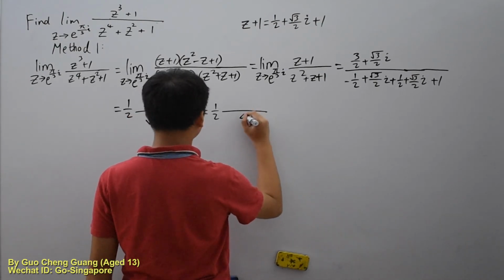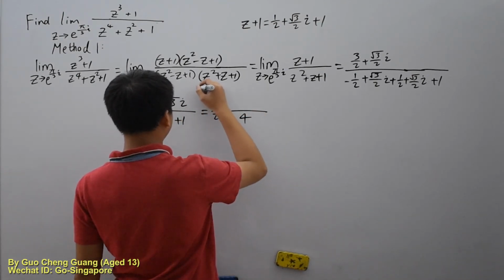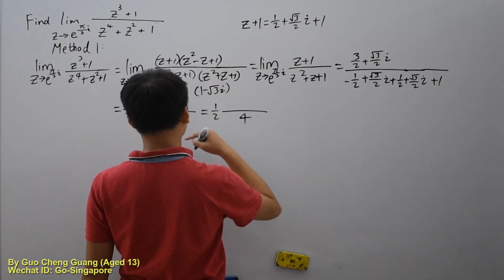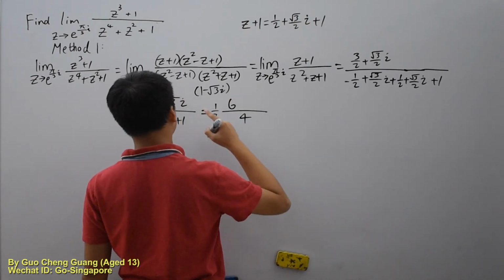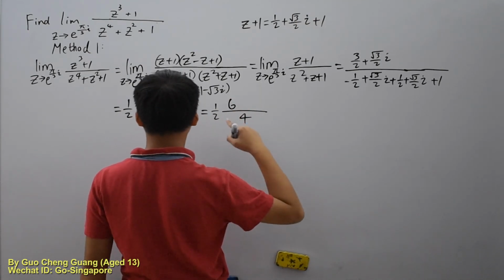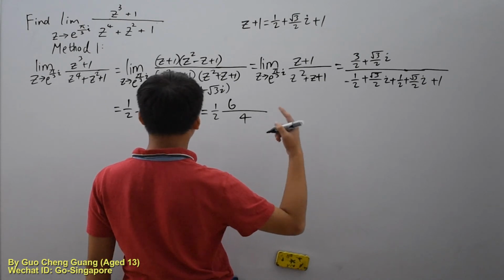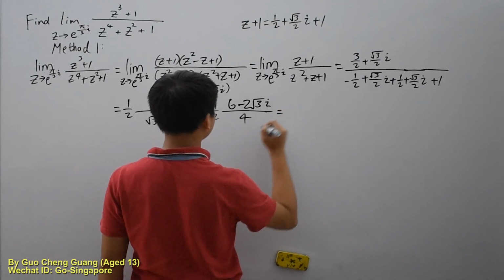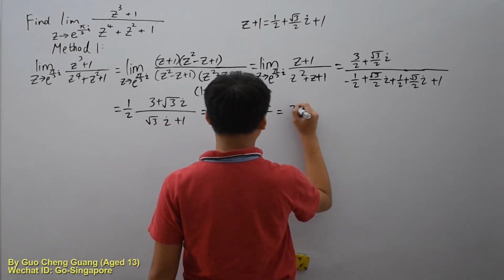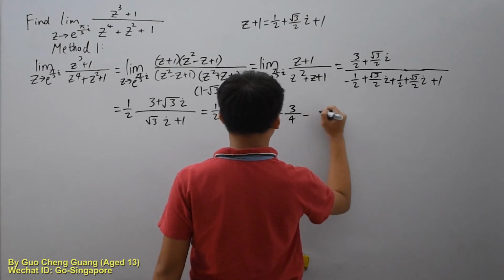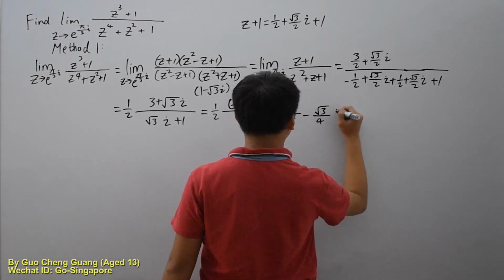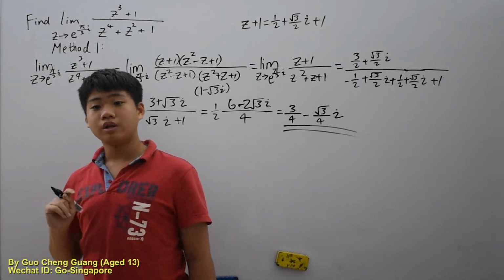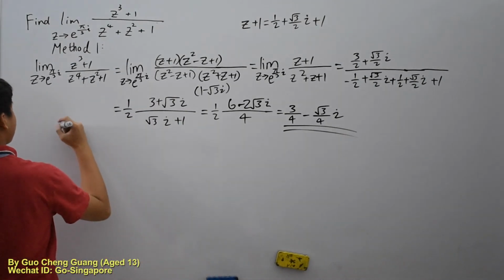Then you could times 1 minus root 3i on both sides. Thus you will get, here below is 4. And above, you have to times 1 minus root 3i. So 3 plus 3, 6. And then you have 2, negative 3, so minus 2 root 3i. And here you can simplify, and you get 3 over 4 minus root 3 over 4i. So here's the answer that you're getting for method 1. Next, we'll be checking with method 2.